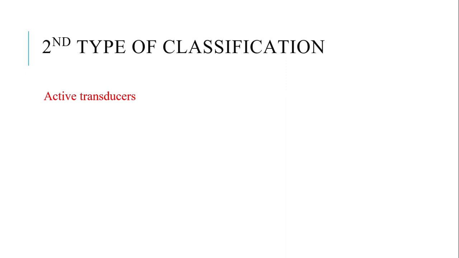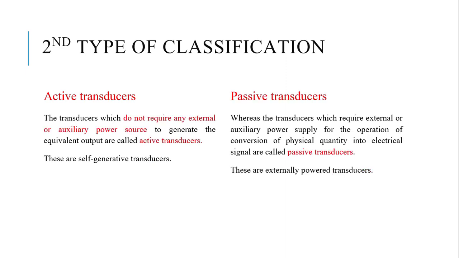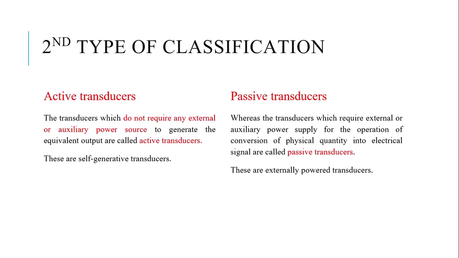Now the second type of classification. What is the second type of classification? That's active and passive transducers. What I wanted to say, the active transducers are those transducers which do not require any auxiliary power or outside power, external power source to work on. Those are called active transducers. Correct. Passive transducers require some external auxiliary power to work on. That is called your passive transducers. Correct.